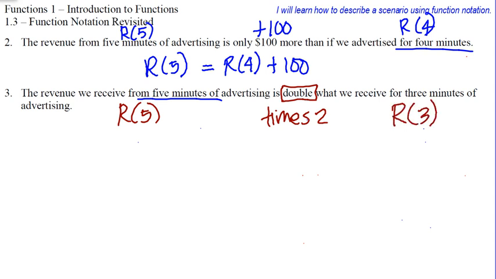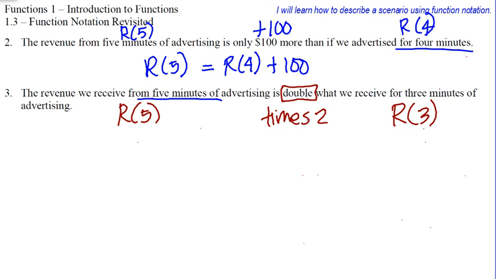And then let's analyze what's going on here. So you advertise for 5 minutes, right? The revenue you get for advertising for 5 minutes is double the revenue, the dollars, that you get if you only advertise for 3 minutes. So that tells us that, again, advertising for 5 minutes gives us more revenue, more money, right?